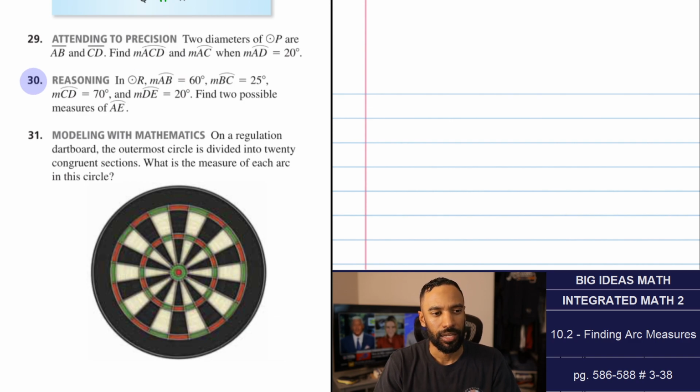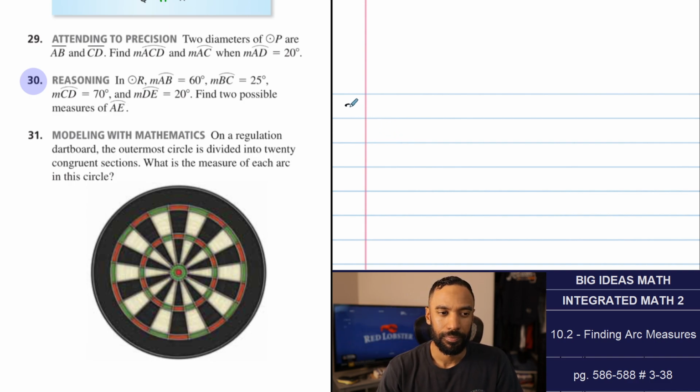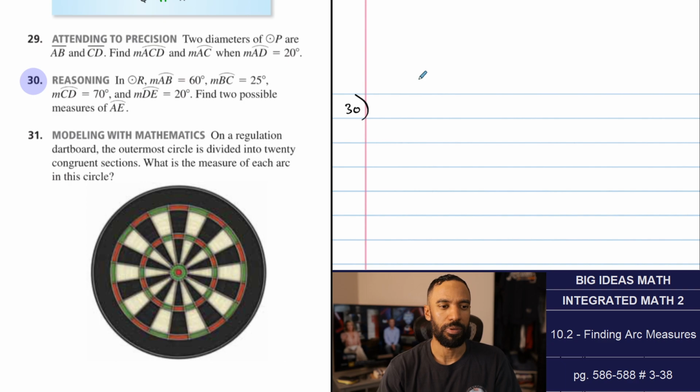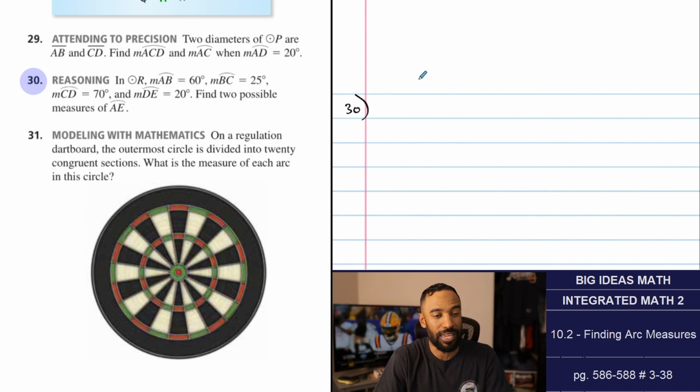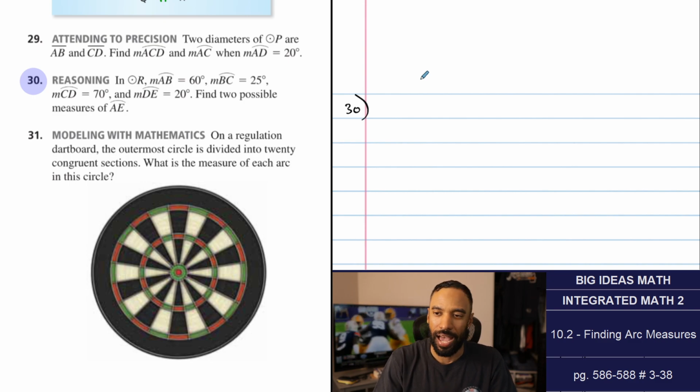All right, 30, in reasoning. In circle R, looks like I have to make another drawing. In circle R, measure of arc AB is this, BC is that, CD is that, and DE is that. Find two possible measures of AE. Yeah, I think I do want to draw this.